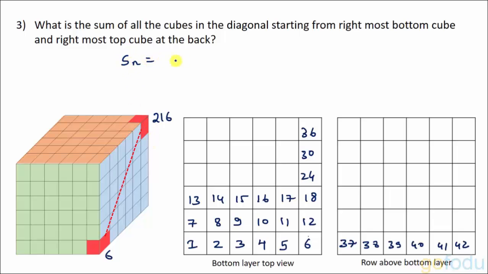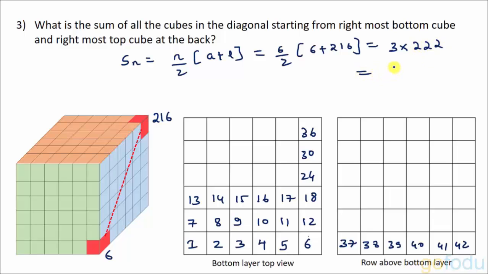So sum can be written as n by 2. Here we are aware of the first and the last term, so it will be (a plus l). N will again be 6 as we are considering 6 layers. So 6 by 2 into (a is 6 plus 216), which gives us 3 into 222, which finally gives us 666 as our final answer.